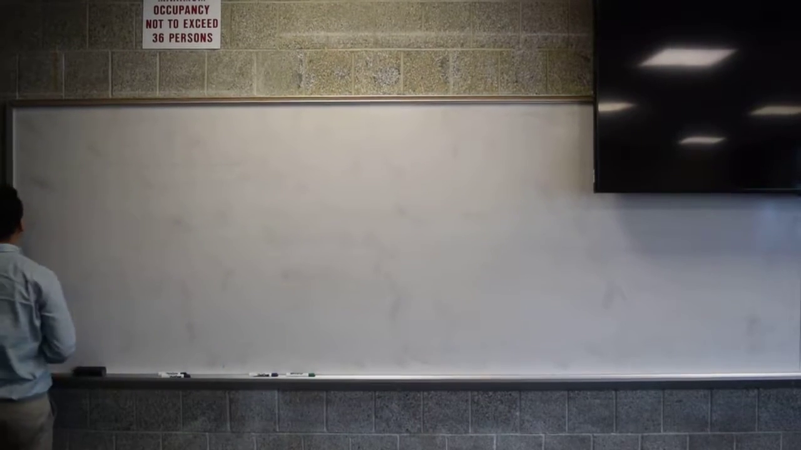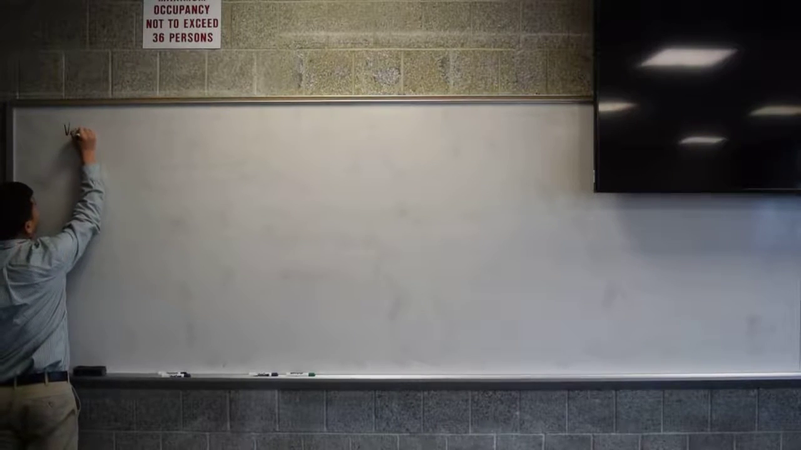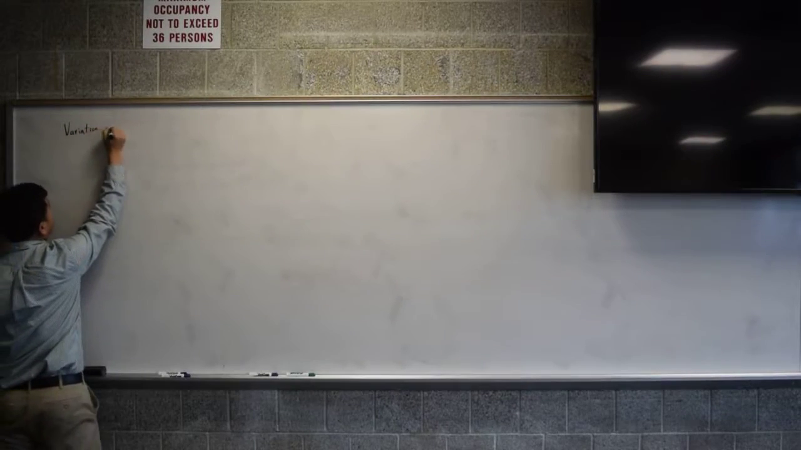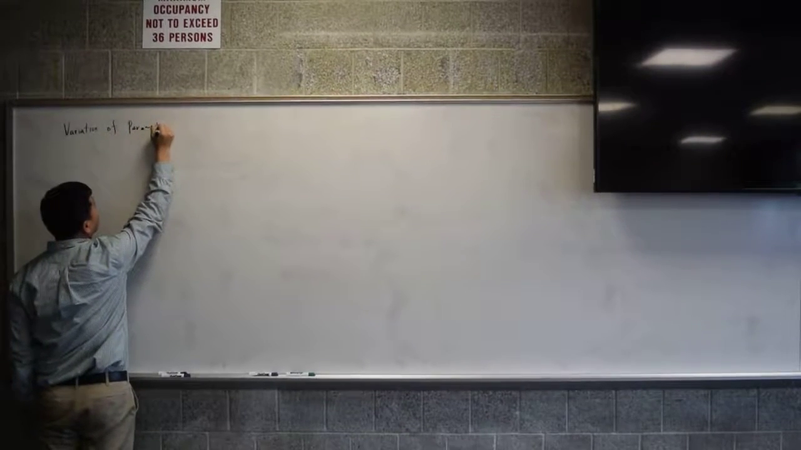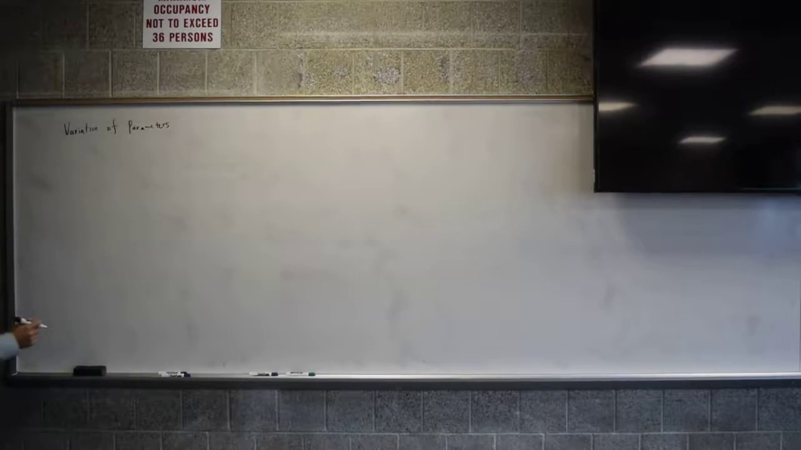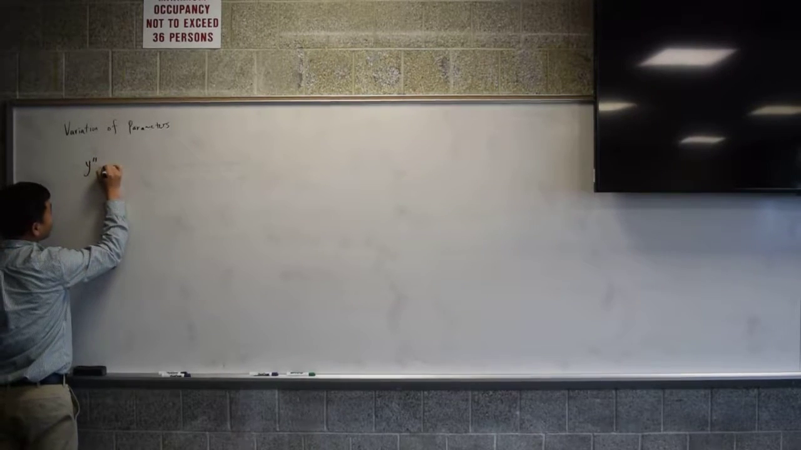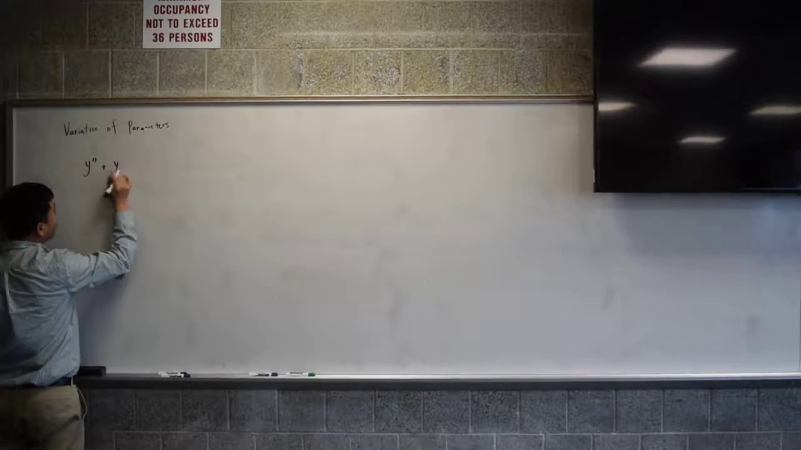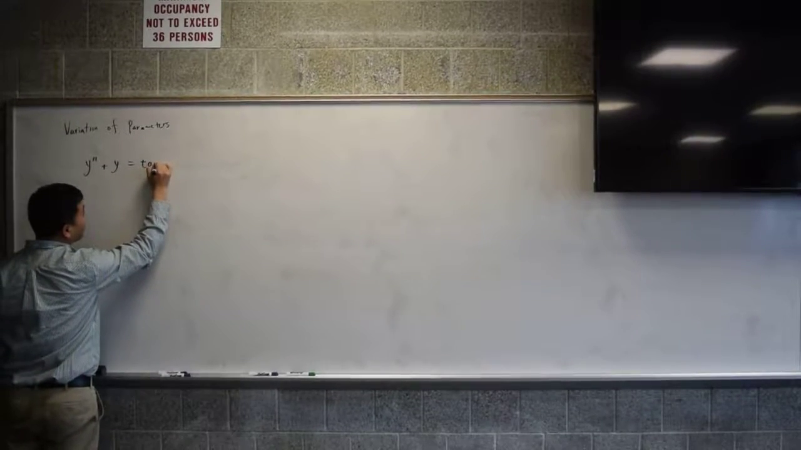Today we do variation of parameters. Variation of parameters. Okay, let me solve the typical question for a variation of parameters: y double prime plus y equals tangent of x.